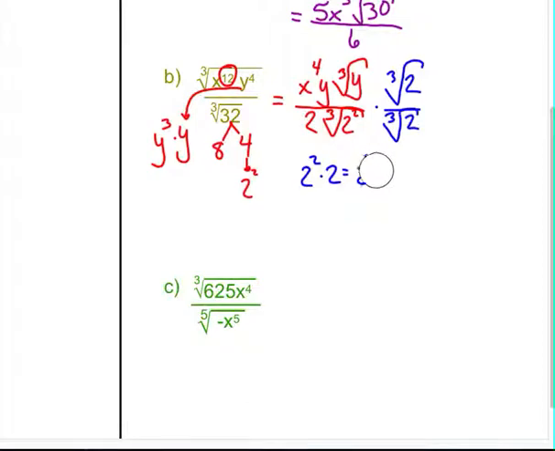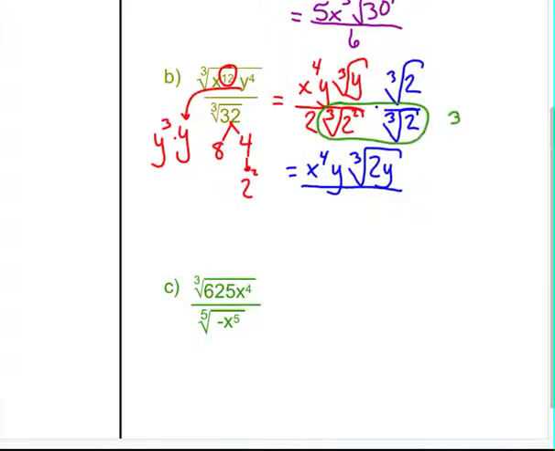I'm going to erase my work here so I can keep working down the page. So when I simplify this, my numerator, I have x to the 4th y, and then under the radical, I've got the cube root of 2y. In the denominator, again, looking at this work right here, when I multiply these together, if I put those under one radical, I'm going to have the cube root of 2 cubed. So the cube root and the cube will cancel, leaving me with 2, times this 2 will give me 4 in the denominator.